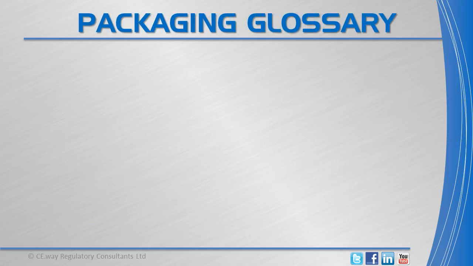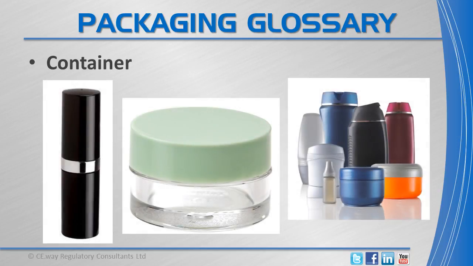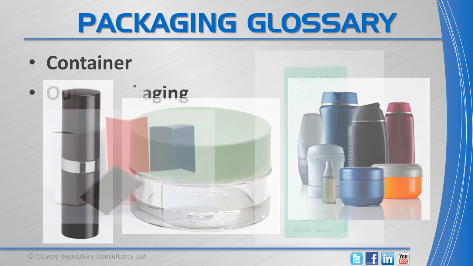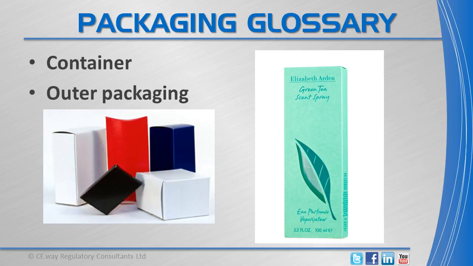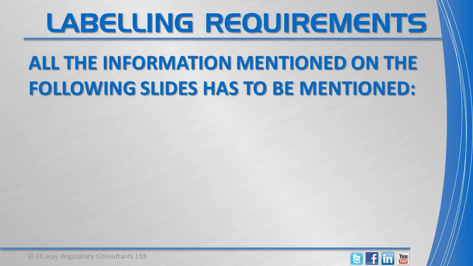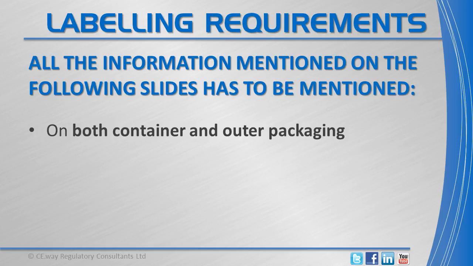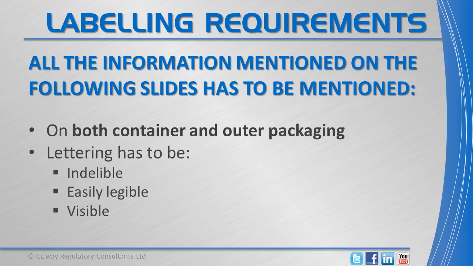In the remainder of this presentation, we are going to refer to two different types of packaging. The first one is container, which is the packaging designed to come into direct contact with the product. And the second one is outer packaging, which is the packaging designed to contain one or more containers, including protective materials, if any. Unless specified otherwise, all the information presented on the following slides has to appear on both container and outer packaging, and the lettering of this information has to be indelible, easily legible, and visible.